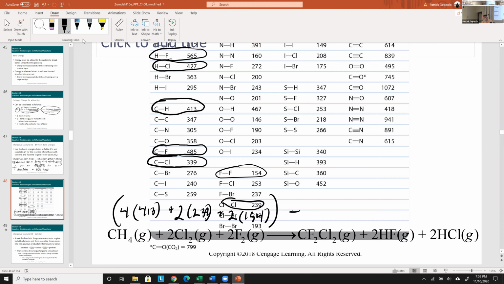Big parentheses, minus bonds formed. So we have 2 CF bonds. CF is right here, 485. 2 times 485, plus 2 CCl bonds, which is right here, 339, plus 2 HFs, which is 565. Oh, times 2. Plus 2 HCls. Also be consistent. HCl is right here, 427. Big parenthesis. So that's what you would calculate for your answer.